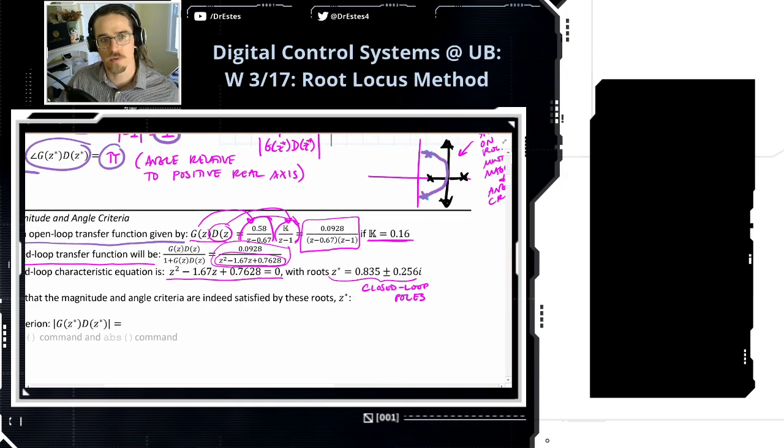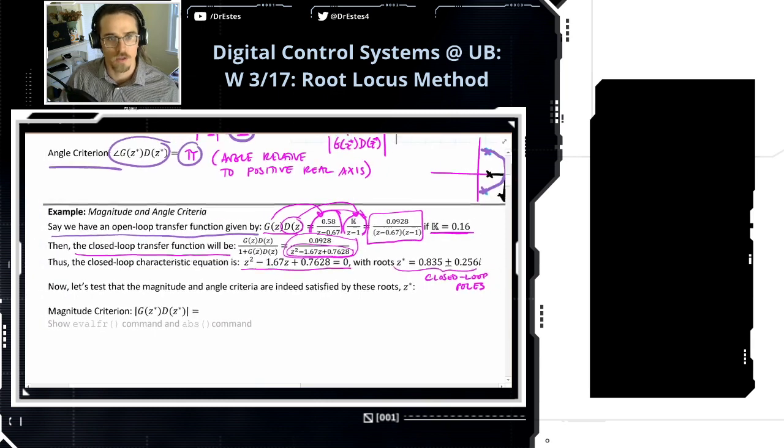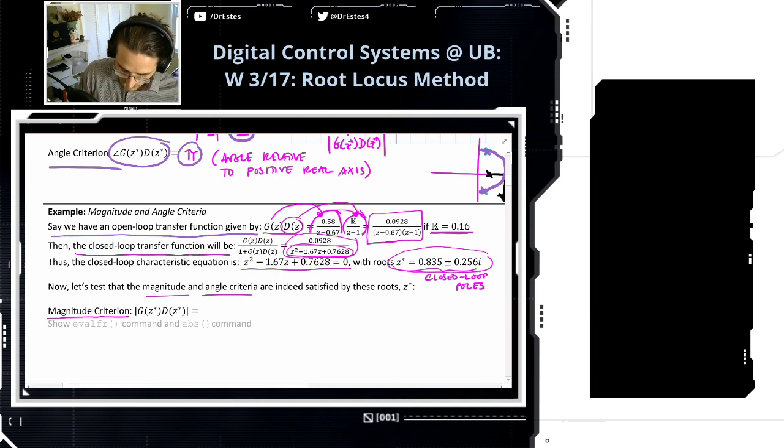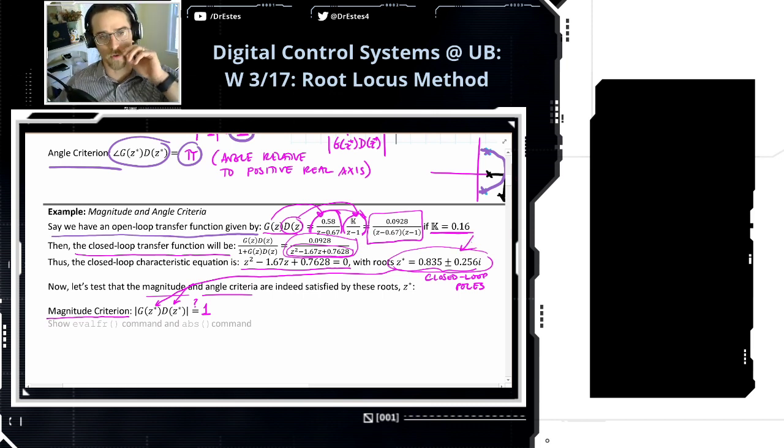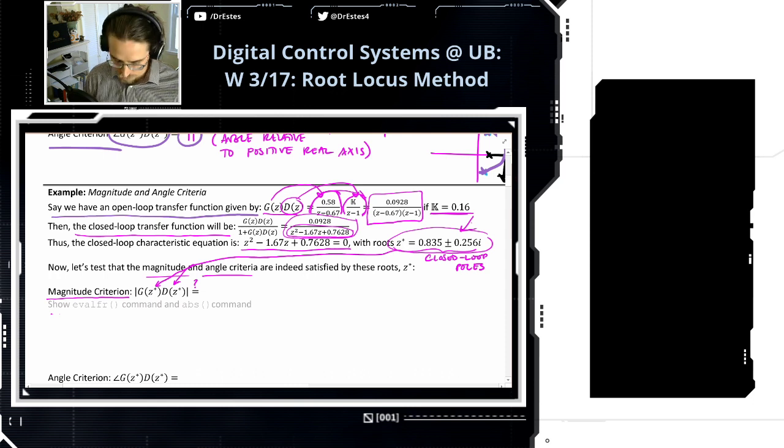So here I want to show how the magnitude and angle criterion work. I already know that these are going to be closed loop poles. The magnitude criterion says, if I plug those into my open loop transfer function, which is just G times D, and take the magnitude of that, it should be equal to 1. I did these calculations in advance, so I already know those are the closed loop poles. If they are, then this should be satisfied. We're going to do this in MATLAB. I'm going to show you two commands to do this: the evalfr command and the abs command.